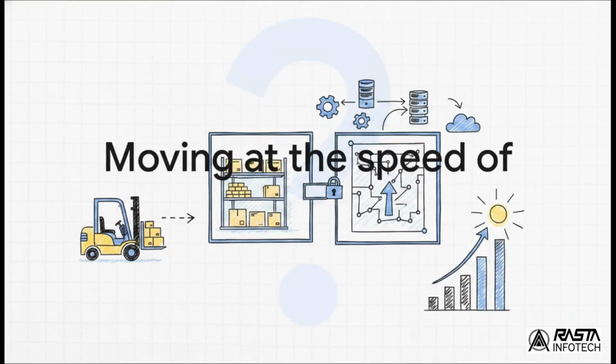Which leaves us with a pretty critical question to consider about your own operations today. Is your supply chain moving only at the speed of the physical goods on a forklift, or is it truly moving at the speed of digital intelligence? Because when your physical and digital warehouses are perfectly synced up, the potential for efficiency is absolutely limitless.